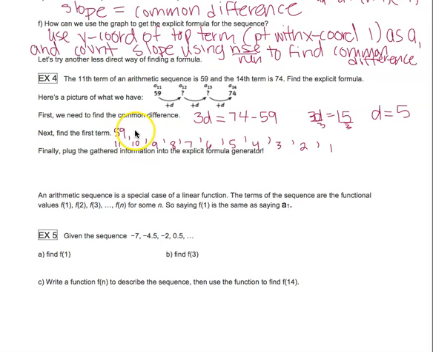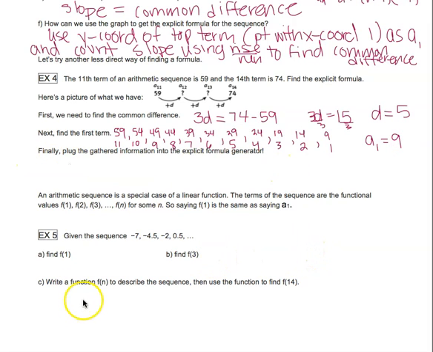So subtract 5 here, and that gives me 54 for the 10th term. Subtract 5 again, that gives me 49. Then subtract 5 again, 44. Then 39. Then 34. Then 29. Then 24. Then 19. Then 14. And then subtract 5 again for the final time gets me down to 9. So the first term would be 9.